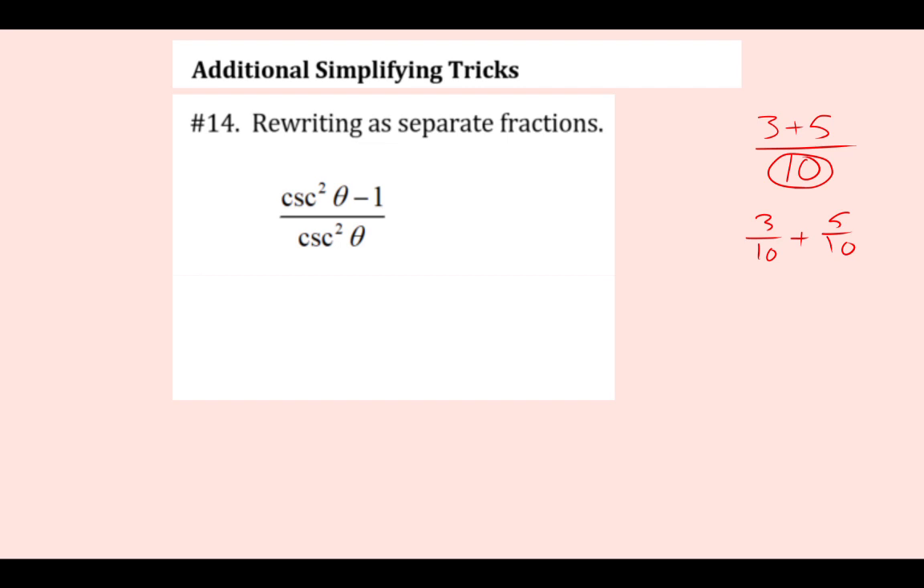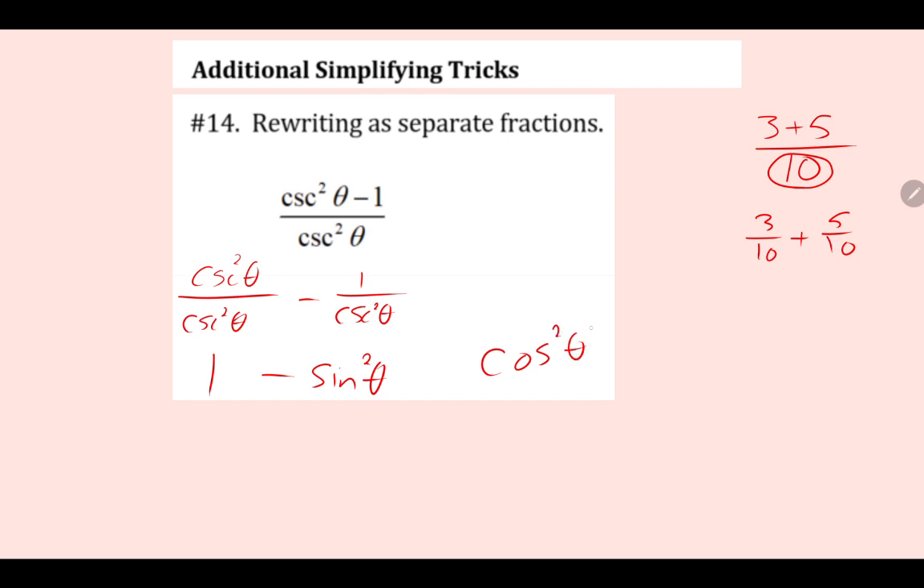See how this works here. I can rewrite this as cosecant squared of theta over cosecant squared of theta minus 1 over cosecant squared of theta. You might be wondering why I did that. Well, the first thing I see is going to become 1. So that's nice. The second thing I see, 1 over cosecant squared of theta, is sine squared of theta. And the reason why that's really nice is because that is just cosine squared of theta.